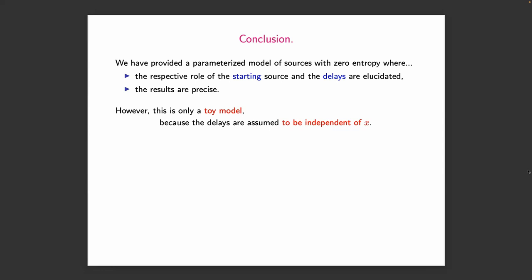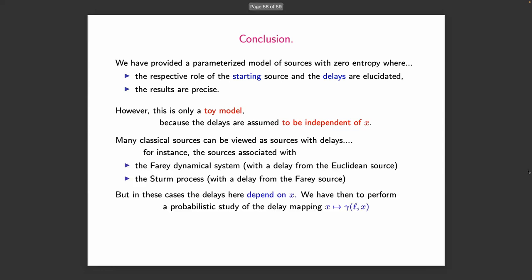Okay, so it is restrictive. And many classical sources can be viewed as sources with delay. For instance, some classical sources in the number theory context, for instance, the Farey dynamical system, can be viewed as a source which is built from the Euclid source with a delay. And the Sturm process may be viewed as a source which is derived from the Farey source itself with a delay.